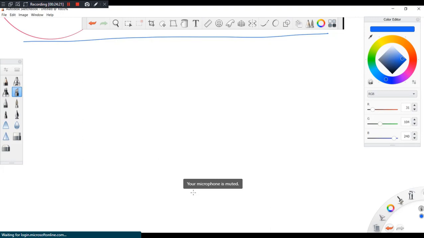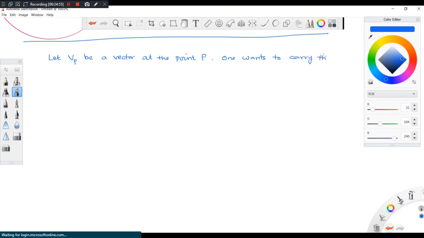Okay. Now, let Vp be a vector at the point P. One wants to carry this vector to another point.